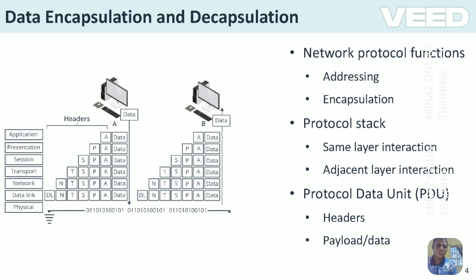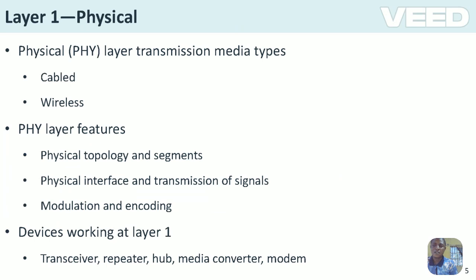We have the protocol data unit (PDU), which is also used in layer 2. We have the header, and we have the payload, or the data. So we call the payload the data. Moving to the next layer, we have the physical layer, which is classified into three segments.